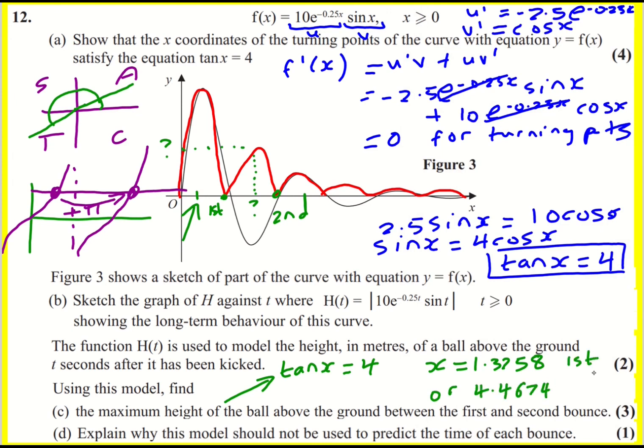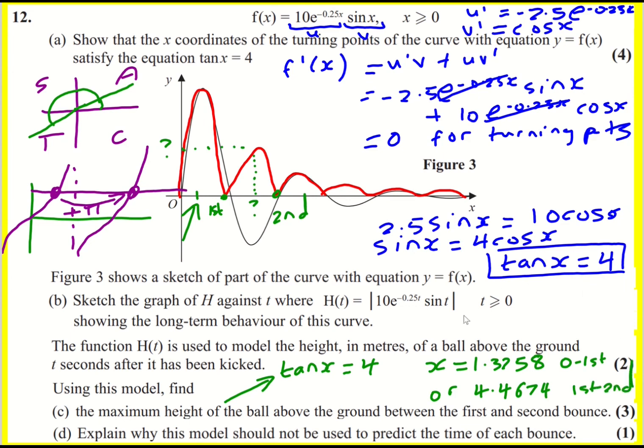So that was the first. This is the second, or the second maximum height is what I mean. I don't mean the first bounce or the second bounce. Sorry, I should probably clarify that. So this is between the 0 and the first, and this is between the first and the second.